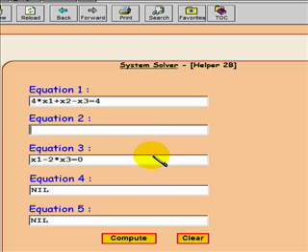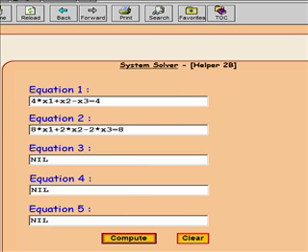Similarly, we will put the next one in, and this one's 8x plus 2y minus 2z equals 8, and as we do, we translate it so the helper will understand it. It's 8 asterisk x1 plus 2 asterisk x2 minus 2 asterisk x3 equals 8. This particular helper handles up to 5 equations with any number of unknowns. So we'll remove the third one because there are only 2 equations, and we'll put nil in its place to cancel that last one out.